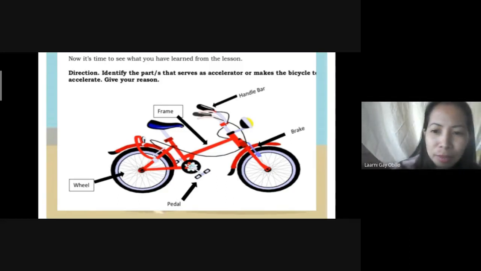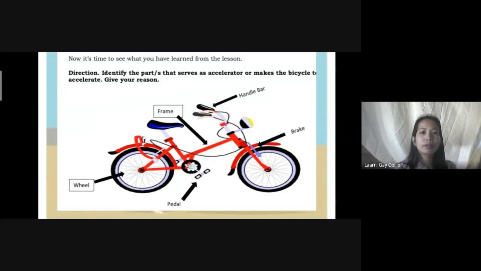Okay. Pag nagbabago yung speed, pwede rin magbago ang ating direction. Ano yung part ng bike na pwedeng makapagpabago ng direction?